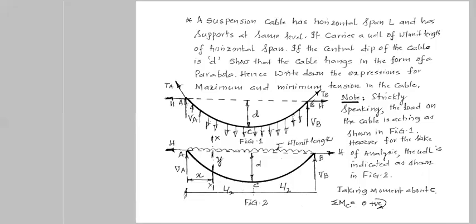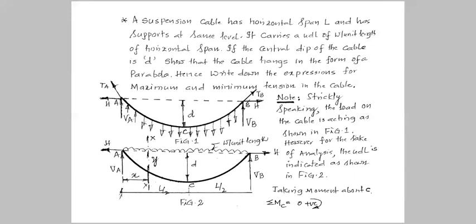A suspension cable has horizontal span L and has supports at the same level. It carries a UDL of W per unit length of horizontal span. If the central dip of the cable is D, show that the cable hangs in the form of a parabola. Hence, write down the expressions for maximum and minimum tension in the cable.